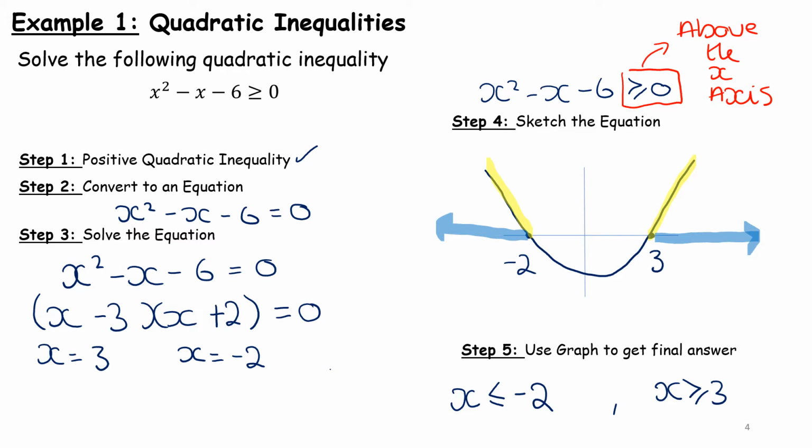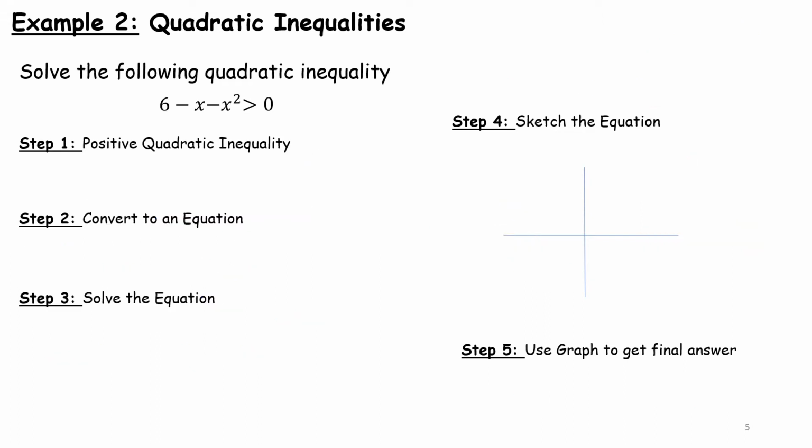Another thing to note is I have 2 distinct or different pieces highlighted on my graph. So my answer should therefore be 2 distinct pieces. So x is less than or equal to minus 2 and x is greater than or equal to 3. Let's look at a second example. I'll move a little bit quicker here.